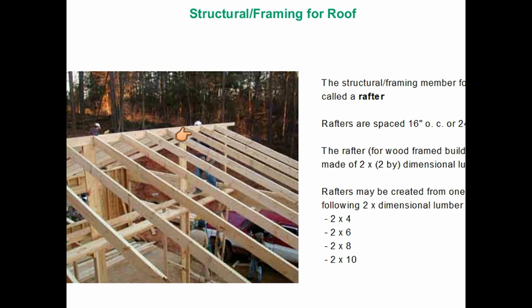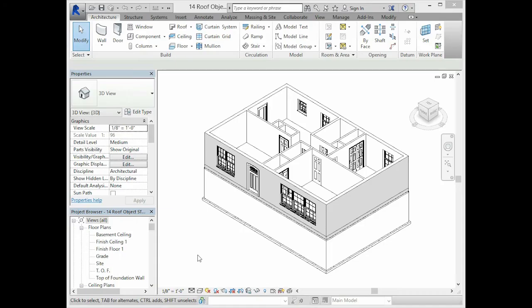In a building, the rafters are spaced apart either 16 inches on center or 24 inches on center. This means from the center of one rafter to the center of the next will be either 16 inches or 24 inches.